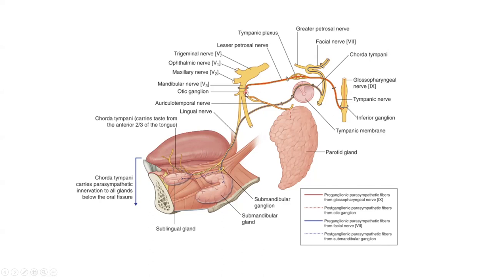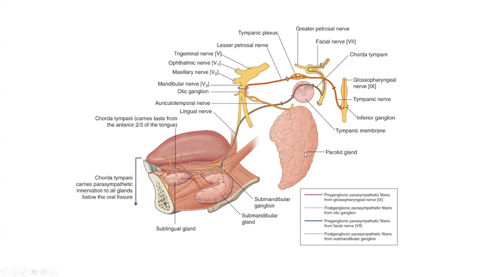Here it is synapsing with the postganglionic parasympathetic fiber. And here you need the branch of the trigeminal nerve, which in this case is the auriculotemporal nerve, a branch of the mandibular nerve. This auriculotemporal nerve carries the postganglionic parasympathetic innervation, which is the effector and the secretomotor to the parotid gland, and the target organ of the otic ganglion is the parotid gland, making it secrete.